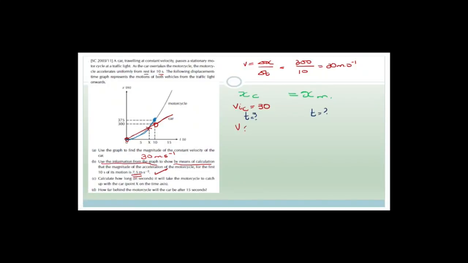The final velocity of the car is also 30, which means its acceleration is zero. Am I right? Right, then we worked out that... let's just change color. This is all for the car.